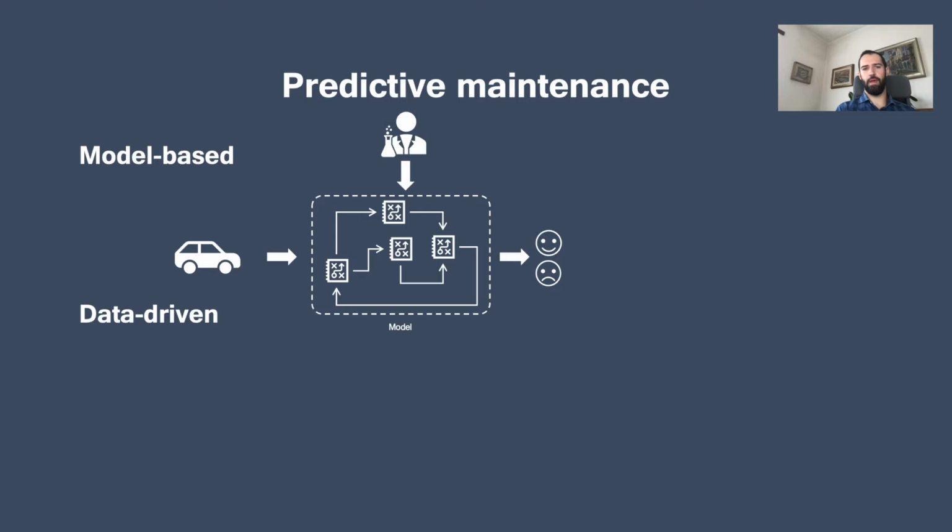On the other hand, we have data-driven predictive maintenance. In this case, we make predictions on the state of a system only based on data that has been collected from the system itself. So we do not require building a physical model of the system, and since collecting data is becoming cheaper, it is also a fairly inexpensive operation.